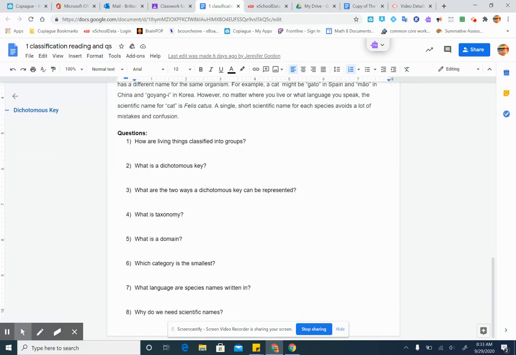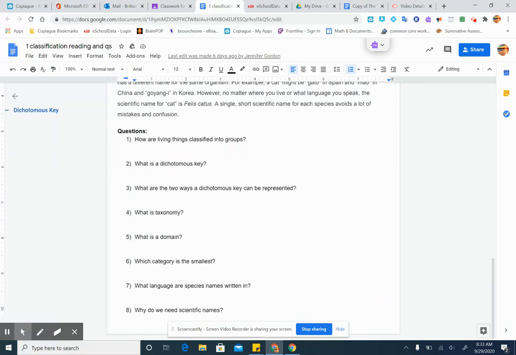Again, how are living things classified into groups? What is a dichotomous key? What are 2 ways a dichotomous key can be represented? What is taxonomy? What is a domain? Which category is the smallest? What language are species names written in? And why do we need scientific names?